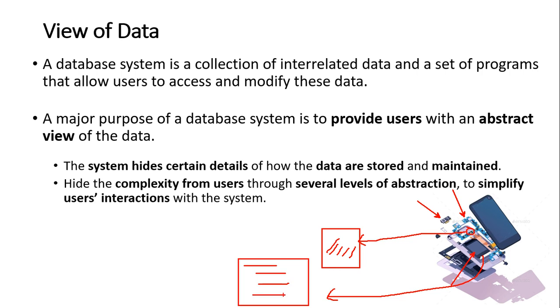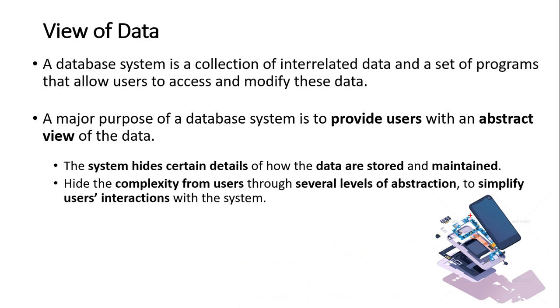In other words, the mobile that you are carrying is hiding all the details inside, all the complexities which are inside, and it is showing you something that you really want to see. In other words, what you see is an abstract view, or in other words, the details are hidden. So we call it an abstract view of the mobile.